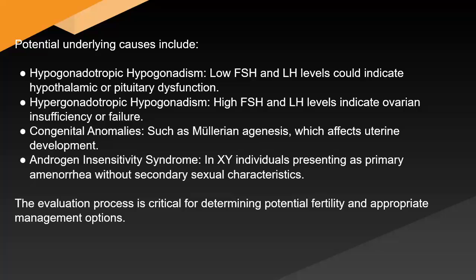Low FSH and LH levels could indicate hypothalamic or pituitary dysfunction, hypogonadotropic hypogonadism. High FSH and LH levels indicate ovarian insufficiency or failure. Congenital anomalies, such as Müllerian agenesis, which affects uterine development. Androgen insensitivity syndrome, in XY individuals presenting as primary amenorrhea without secondary sexual characteristics. The evaluation process is critical for determining potential fertility and appropriate management options.